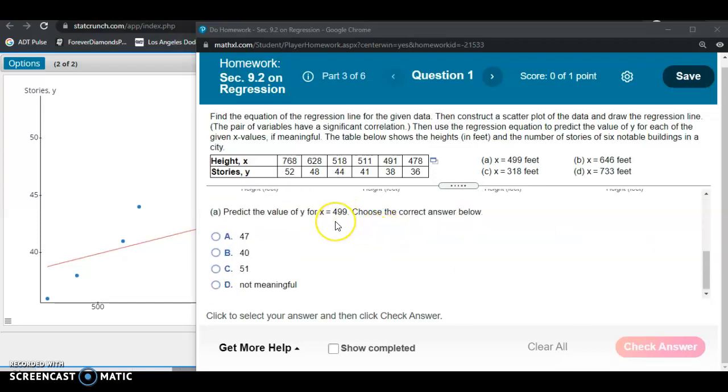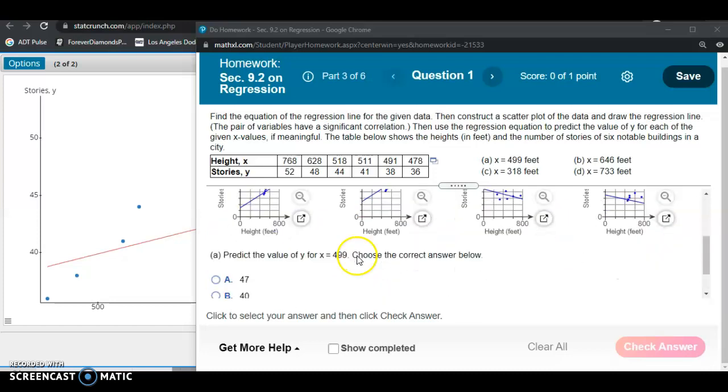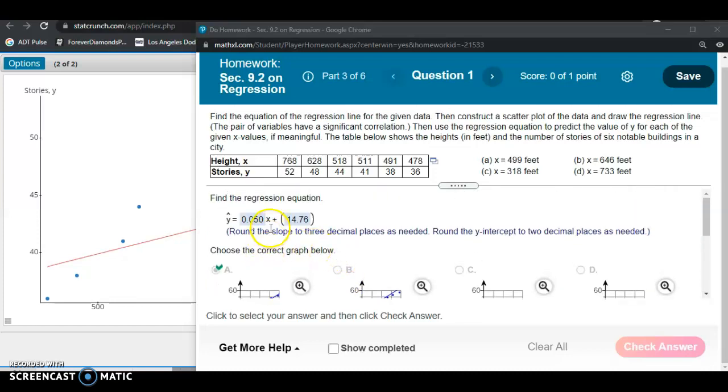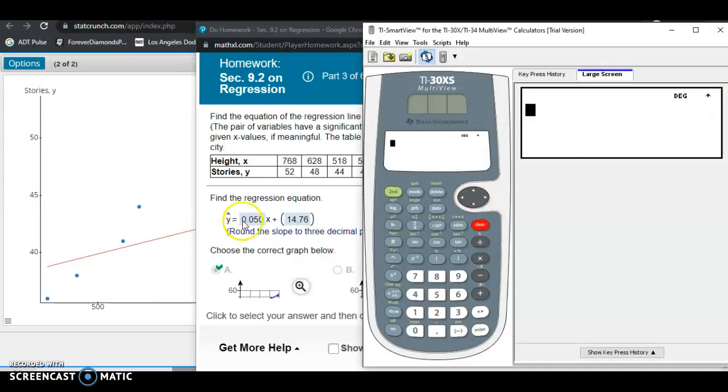Okay, so the x value here is 499, and we're going to plug it directly into the equation of our regression line to find the predicted value of y. So let's go ahead and use our calculators. Okay, so x is 499, so we're going to hit 0.050. Remember, that's the slope of our line. That multiplies whatever x value we plug in, so times 499. And then we're going to add to it the y-intercept, which is 14.76. Okay, and that's going to tell us the predicted number of stories that this building should be. All right, so we get this decimal, 39.71.